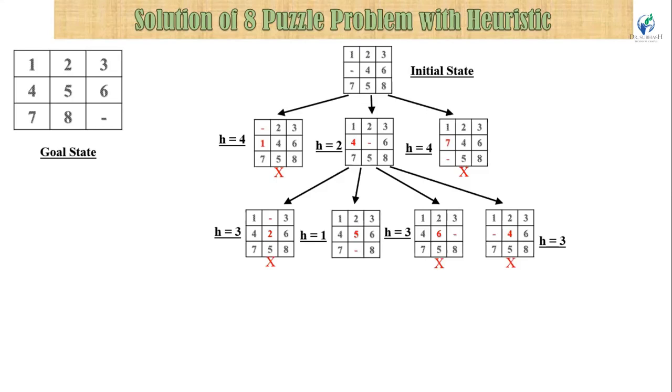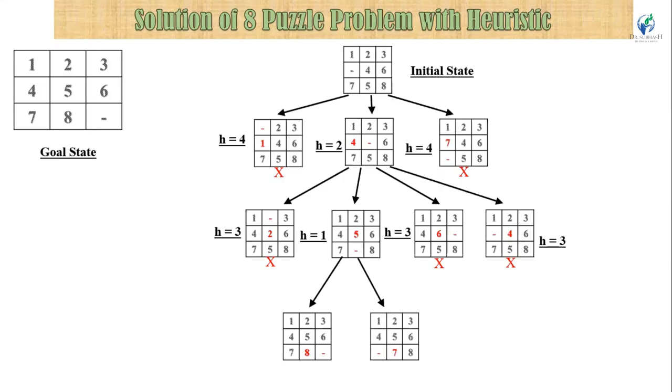So we expand it. First we apply the right side move, so we replace 8 and the empty space. Now we apply the left side move, so we replace 7 and the empty space. Now we apply the upside move, so we replace 5 and the empty space. Now we can say that in this way we have found our goal state. So here we solve our 8 puzzle problem with heuristics.